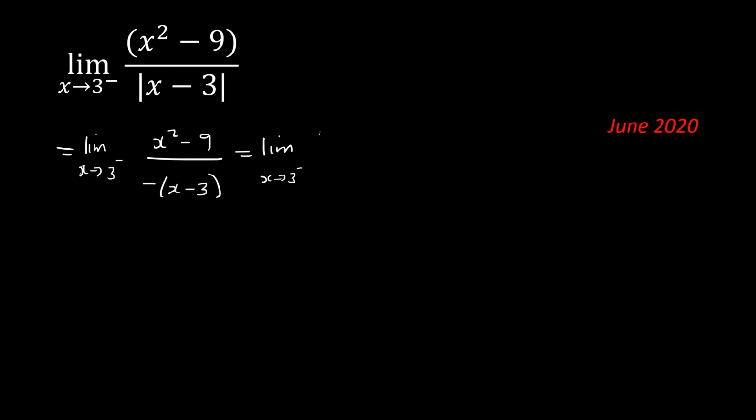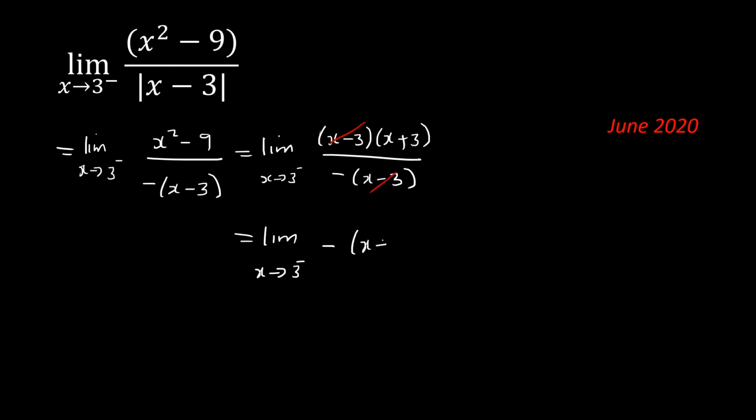If I simplify, the top one is a difference of 2 squares. The bottom one is like this. So what am I left with? This cancelled. I'm left with negative x plus 3. Now substitute 3. You can see I'm left with negative 3 plus 3, which is negative 6. That's your answer, just like that. This is from the June 2020 final paper.